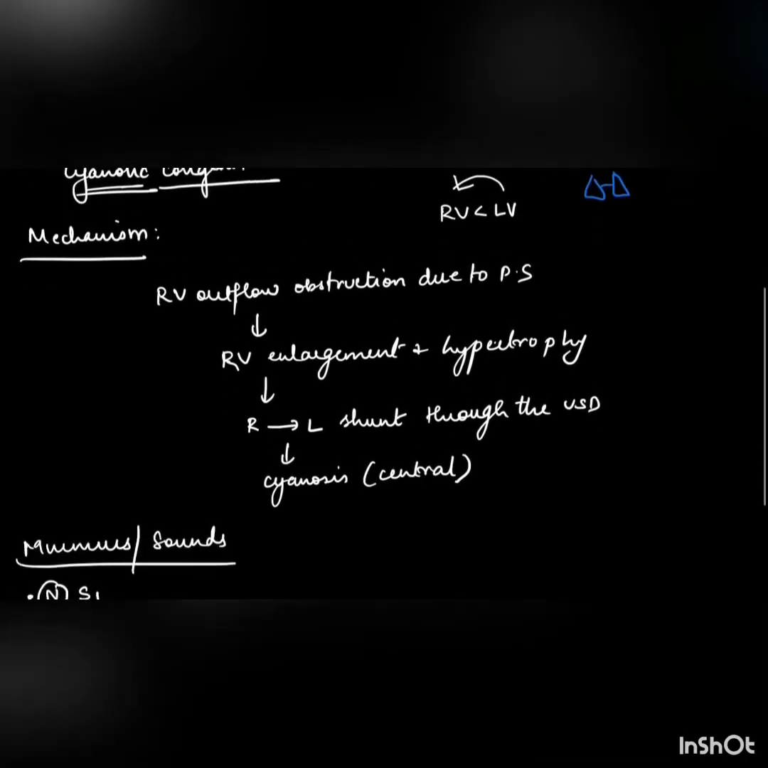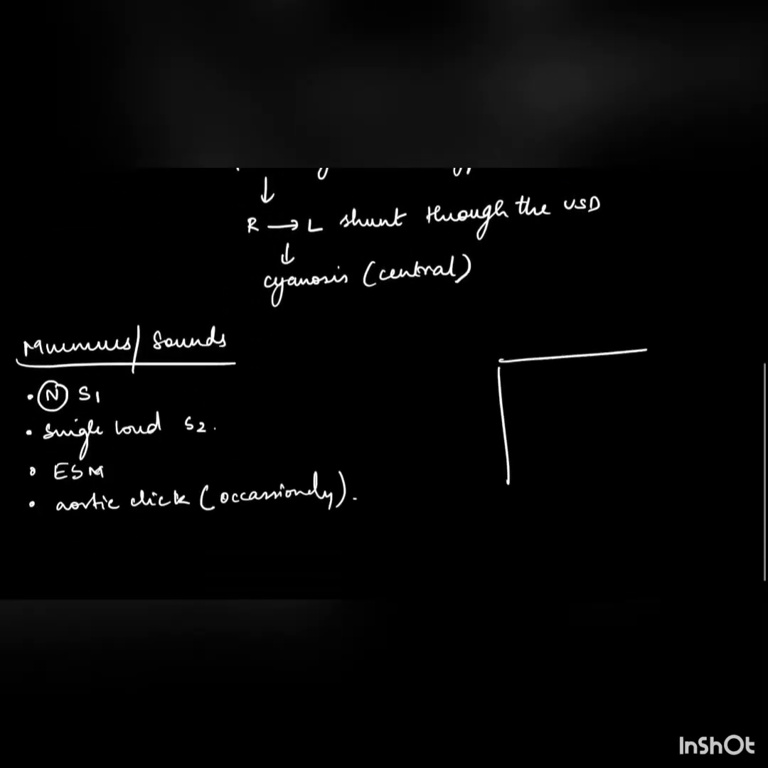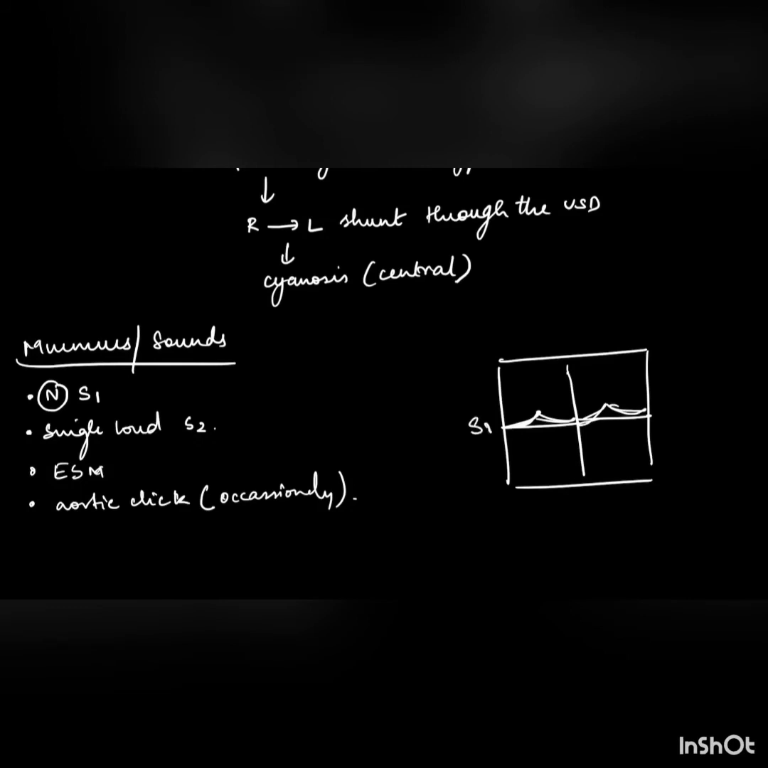First one is it's a normal S1. So we know that the S1 component of the heart sound is due to closing of the tricuspid and the mitral valves. So that S1 component is absolutely normal because there is no valvular defect. So we know that the S1 is normal.